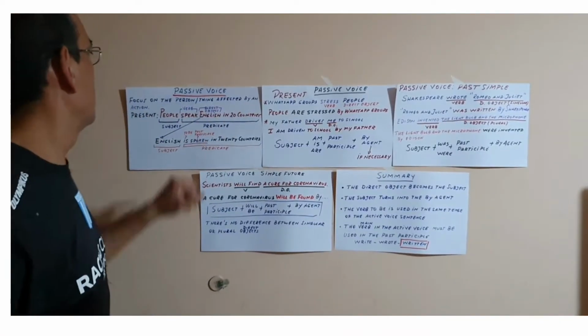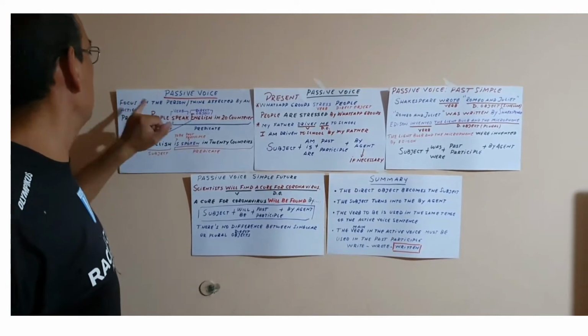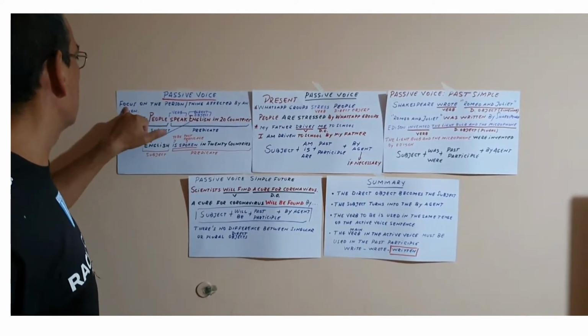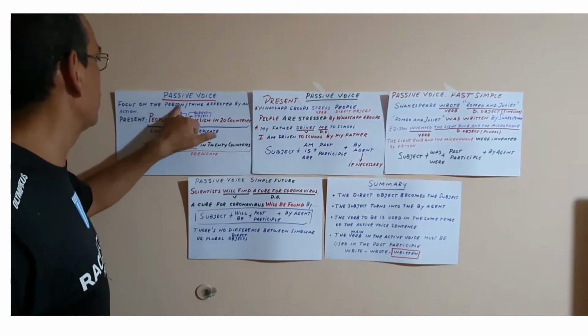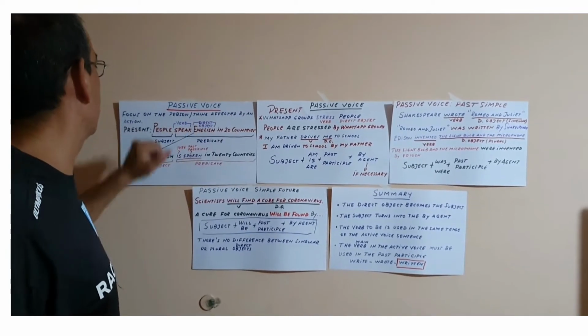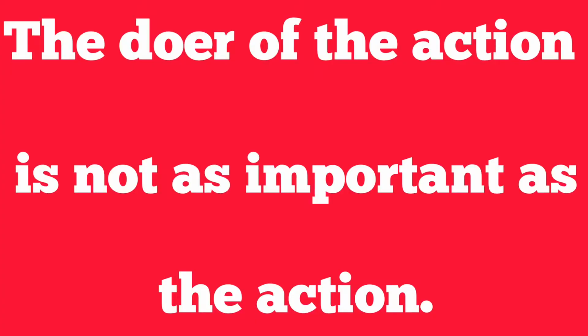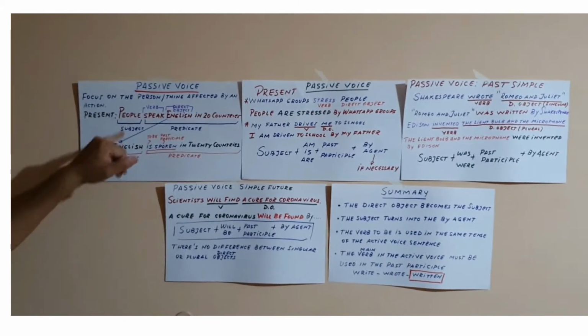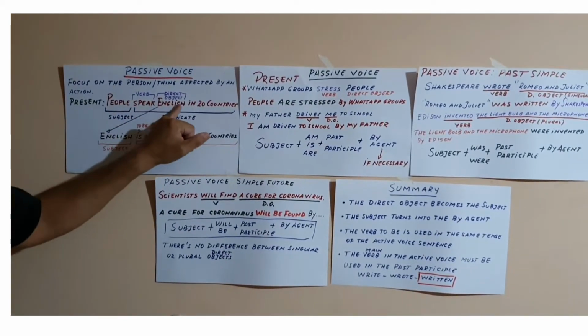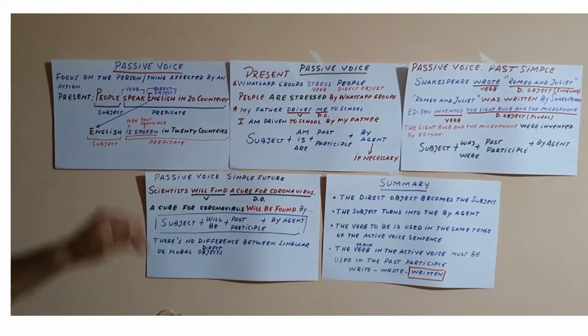Passive voice. The passive voice is used when we put the focus on the person or the thing affected by an action. That is to say, the doer of the action is not as important as the action. Es decir, es más importante la acción que el sujeto que realiza la acción. We are going to deal with the present. For example, people speak English in 20 countries.